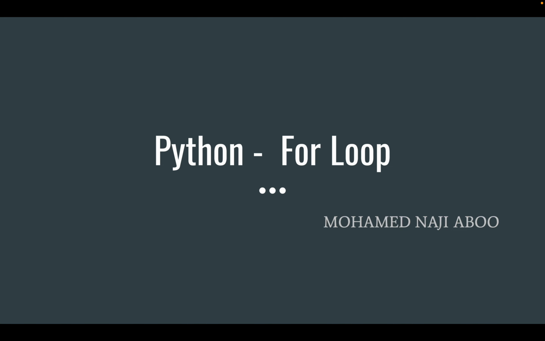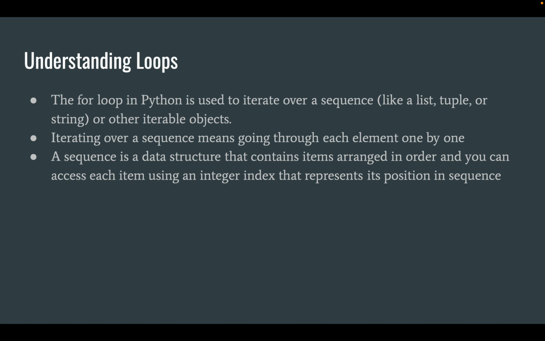In this video, we will be discussing the for loop. To understand loops, specifically the for loop or any loop in Python, it is used to iterate over a sequence like a list, tuple or string or any iterable object. We can iterate over the sequence, which means we can select each element in the sequence one by one.